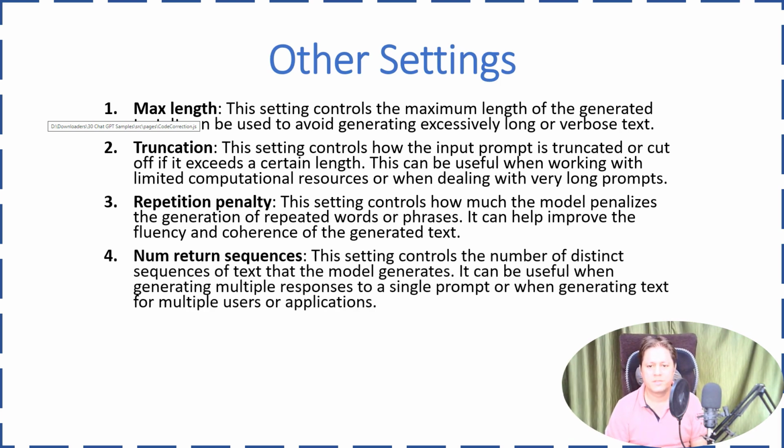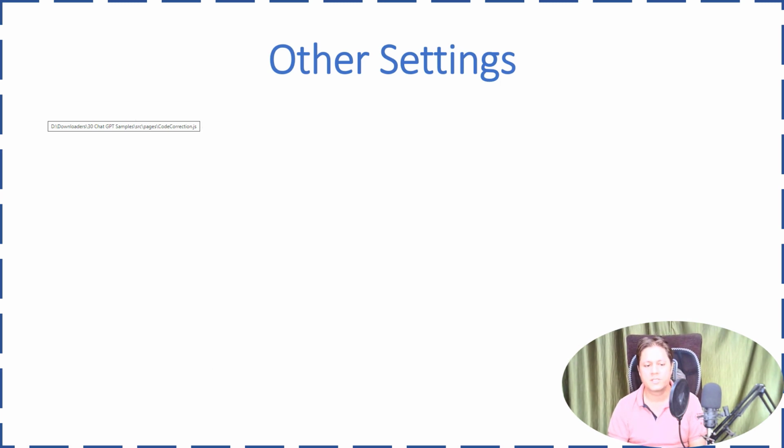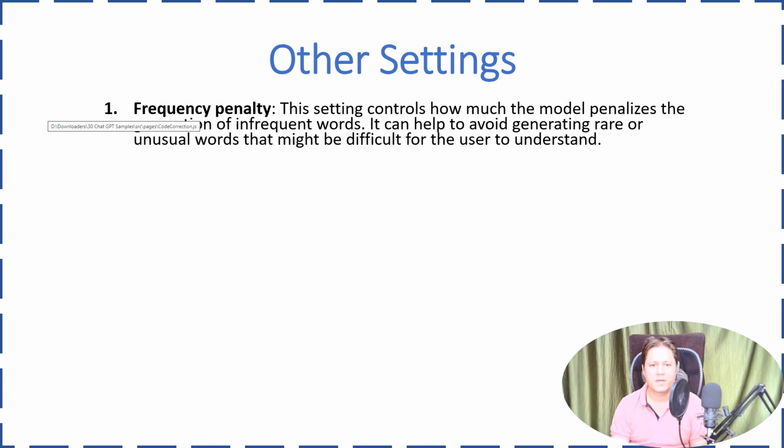Num return sequences is the number of return sequences while generating text for a single prompt, that is, multiple responses to a single prompt. If you increase the number of sequences, it can give you different responses, multiple options for the single prompt you are sending. Next is the seed setting. It controls the randomness of the model. It is possible to generate consistent output from the model, which can be useful for testing or debugging.